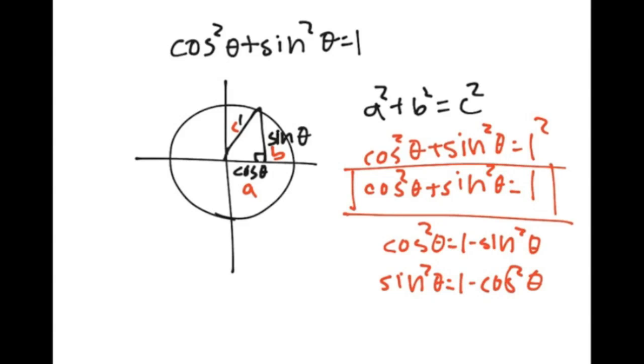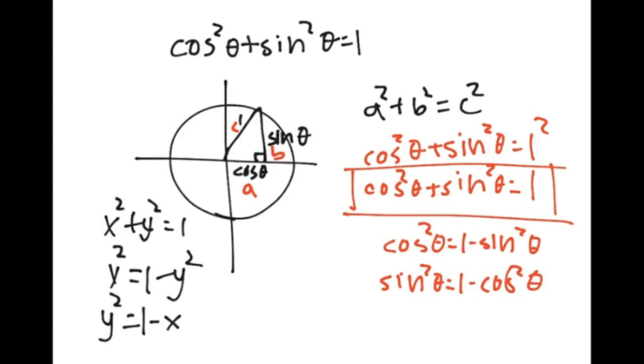Okay, one very last thing. Since we know now that cosine theta and sine theta are x and y respectively, we can just plug in x and y. So x squared plus y squared equals 1. And x squared equals 1 minus y squared, and y squared equals 1 minus x squared. Also, this is cool because x squared plus y squared equals 1 is the formula for a circle with radius of 1.